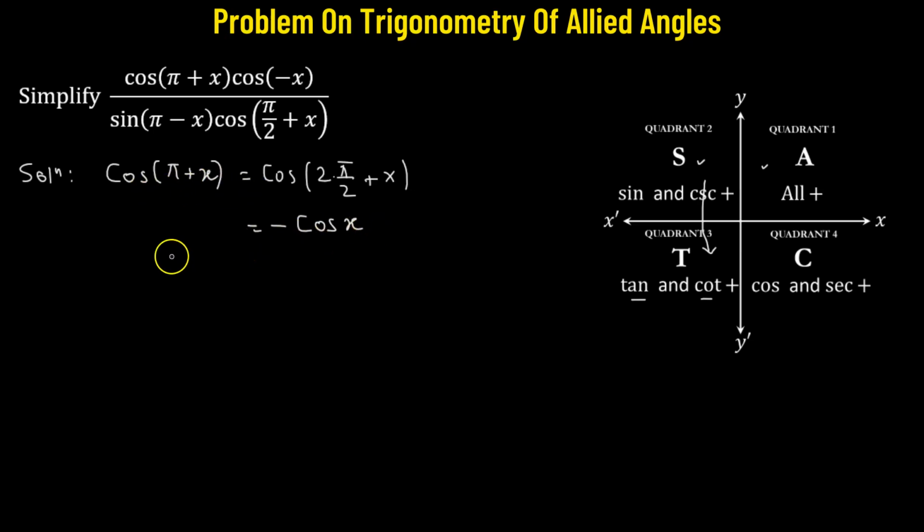So, let's keep it aside. Then, we have the next trigonometric ratio, cosine of negative x. Now, we know that cosine is an even function. So, cosine of negative x is simply equivalent to cosine of x.